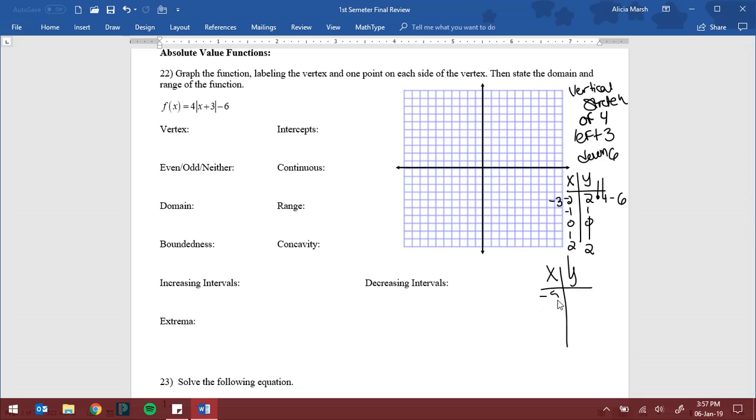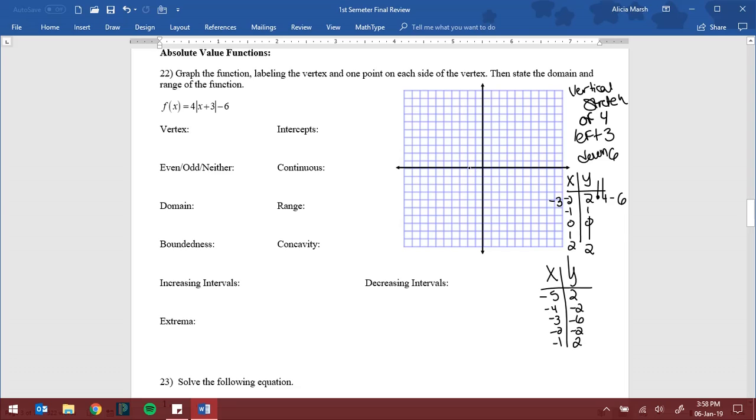It's -5, -4, -3, -2, -1. So I just subtracted 3 from all my x's. These ones, 2 times 4 is 8, minus 6 is 2. 1 times 4 is 4, minus 6 is -2. 0 times 4 is 0, minus 6 is -6. And then since this does mirror, I know that those are going to be it.